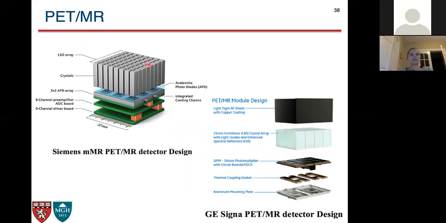The major difference from a detector design point of view is that for an MR compatible PET system, you can't use photomultiplier tubes. You need to use silicon photomultipliers, because photomultiplier tubes are very sensitive to magnetic fields, so they will not function properly.